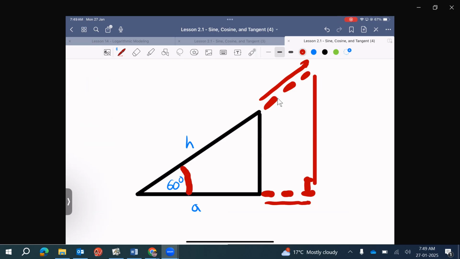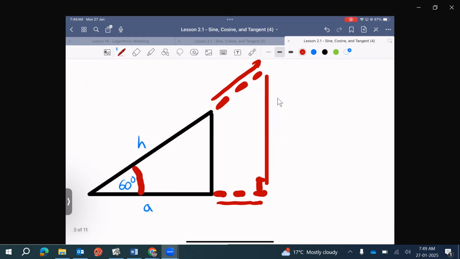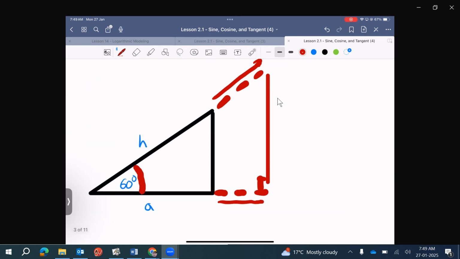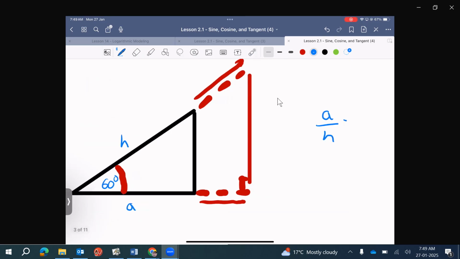So what we look at is what is the ratio between the adjacent and the hypotenuse when we define angles like this one. So for instance, if we take the adjacent and we divide it by the hypotenuse, we will find that ratio. And in this particular triangle, it's always going to be a half.